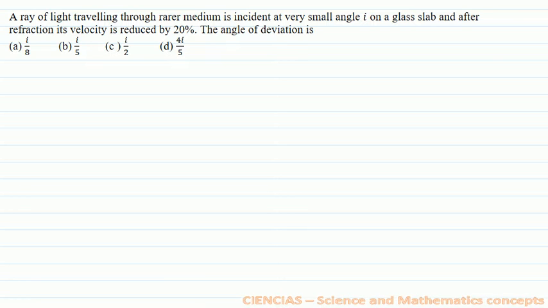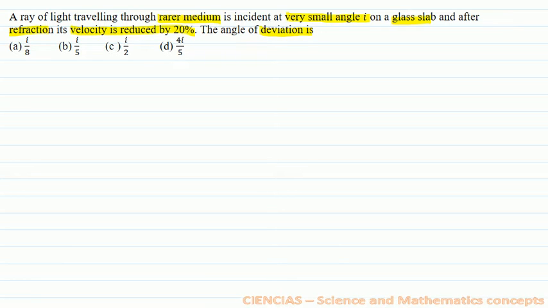The question is: a ray of light traveling through rarer medium is incident at a very small angle I on glass slab, and after refraction its velocity is reduced by 20%. Then the angle of deviation is: option A, I by 8; option B, I by 5; option C, I by 2; option D, 4I by 5.